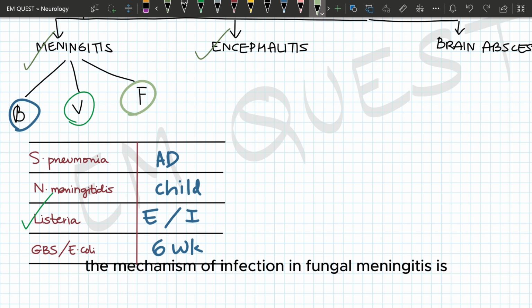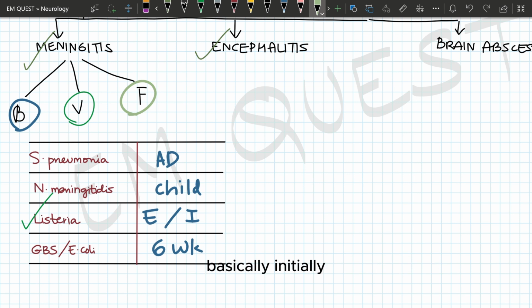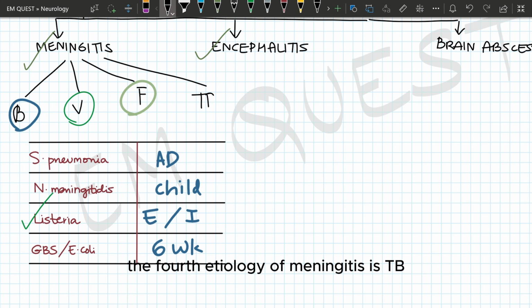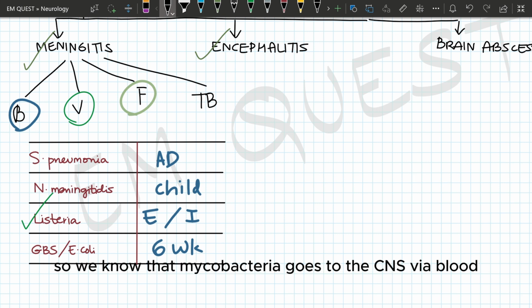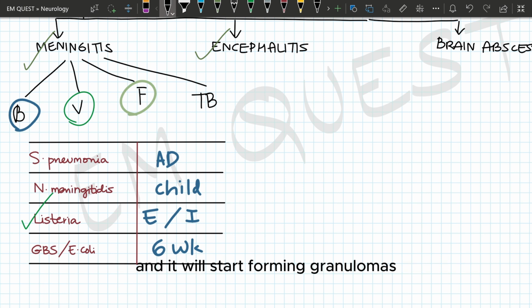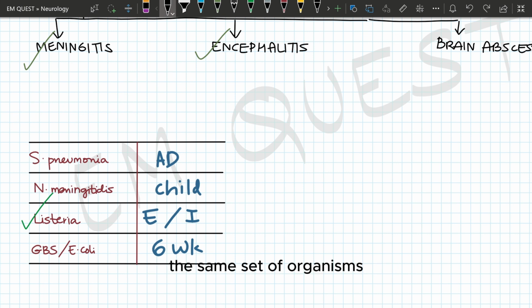The mechanism of infection in fungal meningitis is basically that initially there is a pulmonary exposure that is followed by a spread in the blood. The fourth etiology of meningitis is TB. We know that mycobacteria go to the CNS via blood and start forming granulomas. The same set of organisms that are responsible for viral meningitis are also implicated in viral encephalitis.